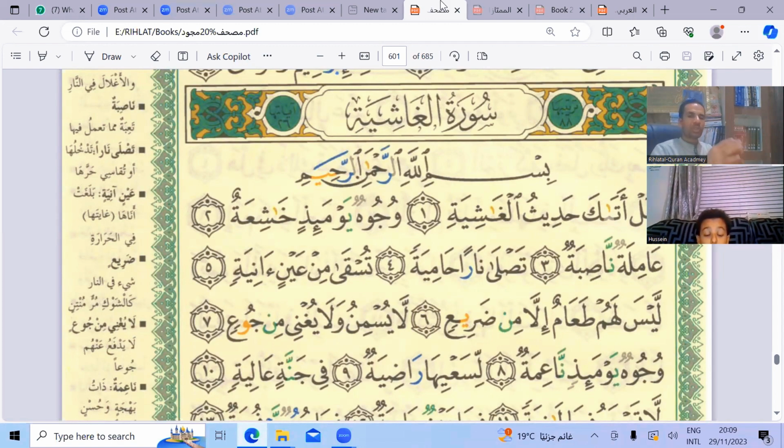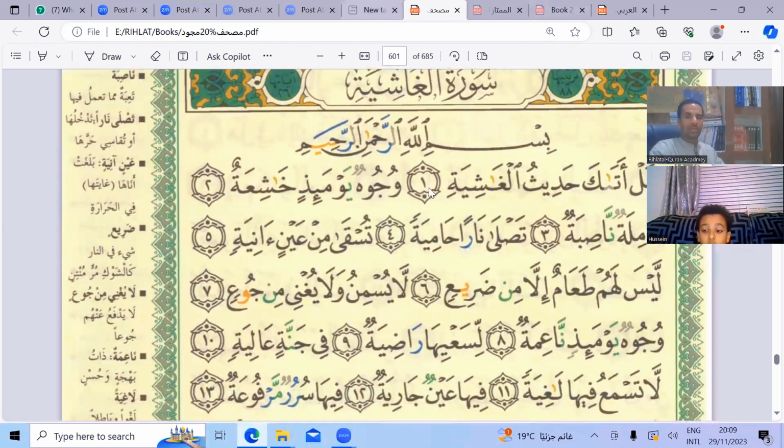Excellent. Allah started with the unbelievers, saying وجوه يومئذ خاشعة. What does it mean? The bad people's faces will be disgraceful, and وجوه يومئذ ناعمة. Number 8. Excellent. The believers' faces will be peaceful.